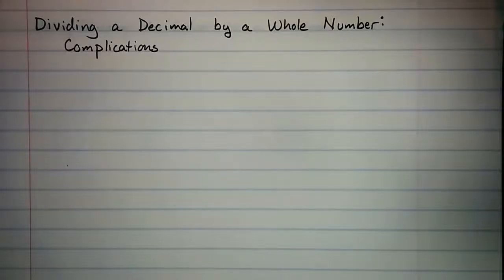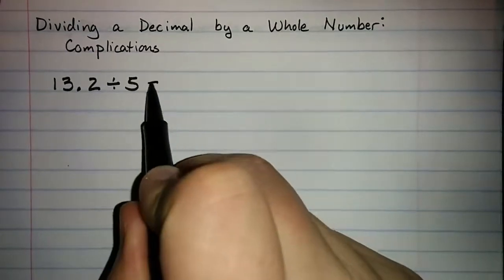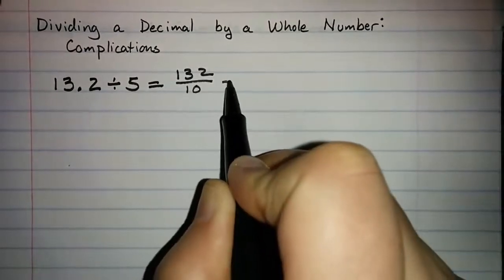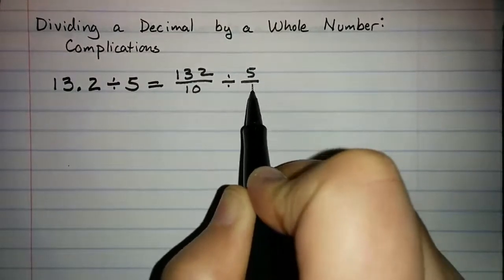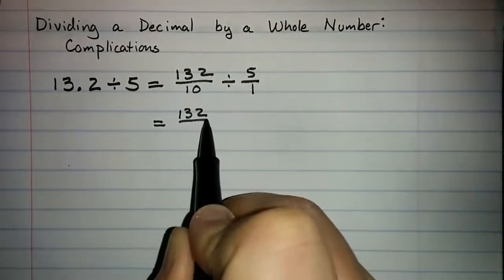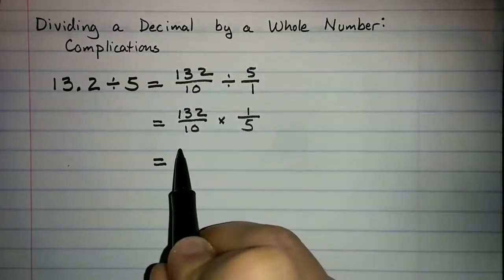All right. What happens when we're dividing a decimal by a whole number, and it doesn't work out so nicely? Let's suppose that we wanted to do the division 13.2 divided by 5. Again, looking at the fraction notation, that's 132 tenths divided by 5 wholes, or 132 tenths times 1/5.